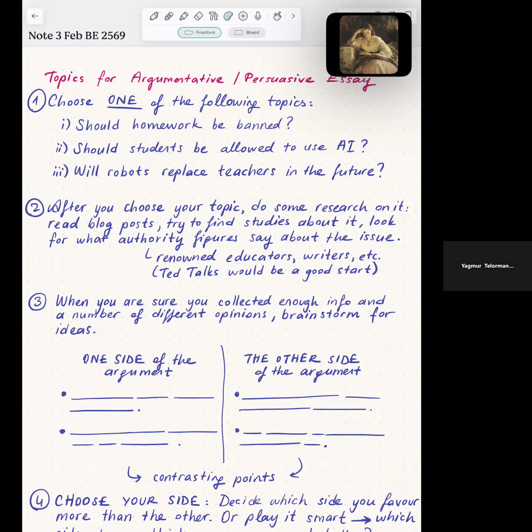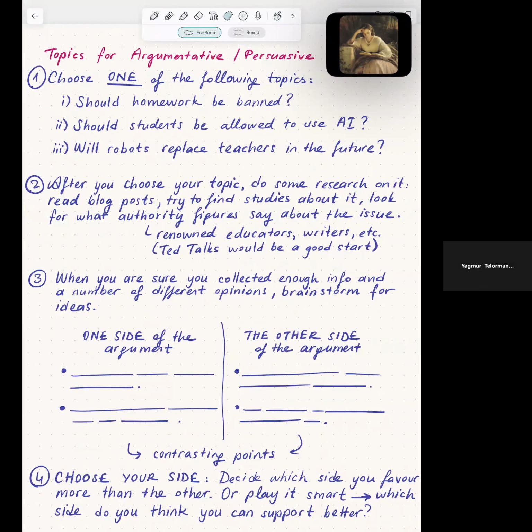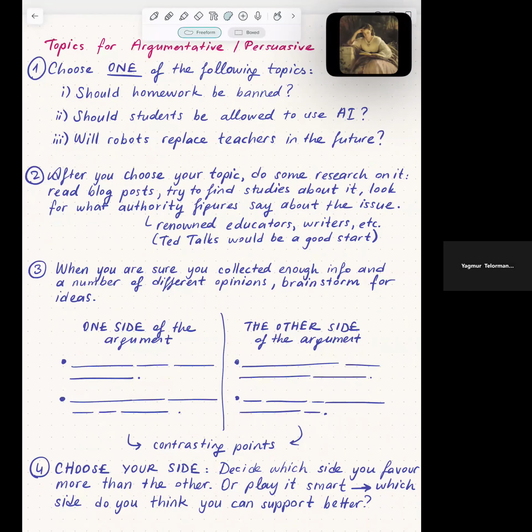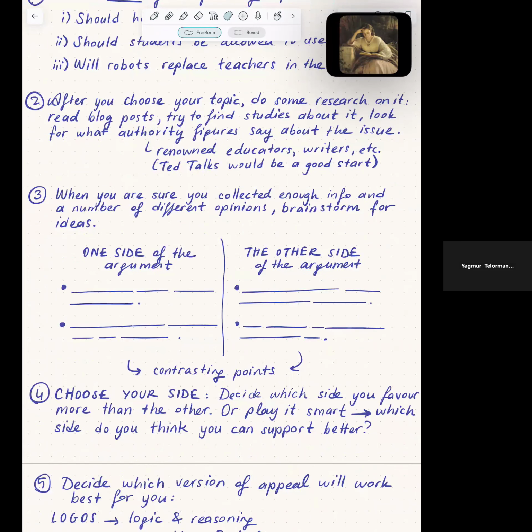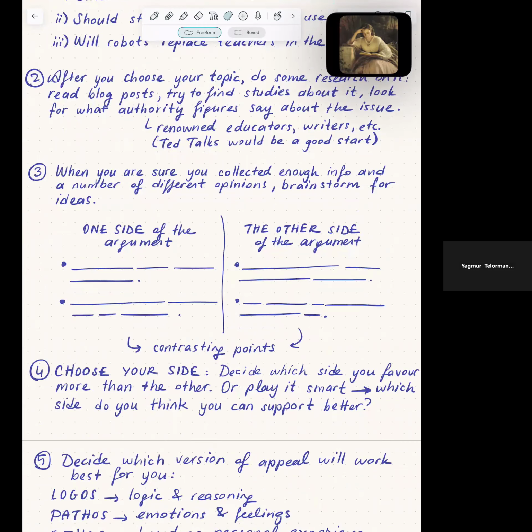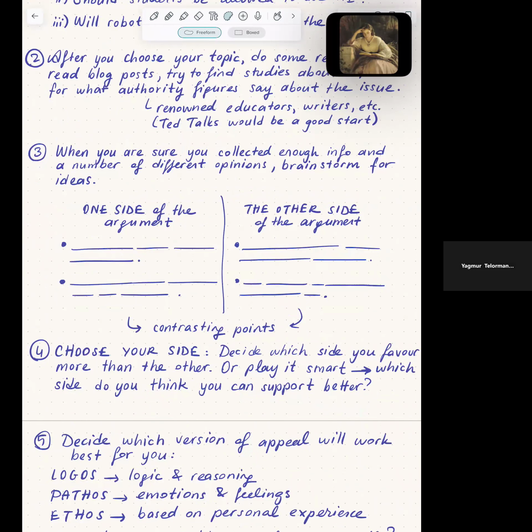After you choose your topic, do some research on it, read blog posts, try to find studies about it, look for what authority figures say about the issue, renowned educators, writers, etc. TED Talks would be a good start to look for them. And then when you are sure you collected enough info and a number of different opinions, brainstorm for ideas. You can write one side of the argument here and the other side of the argument here. And you can list or do free writing to see the contrasting points.